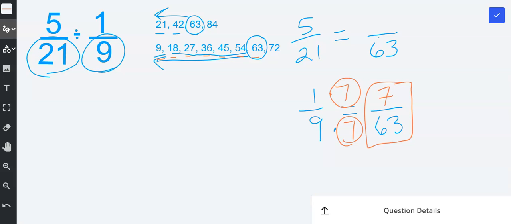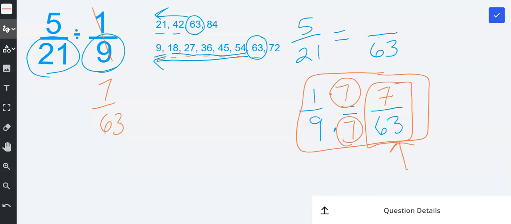Now I'm going to go over to the problem over here, and I'm going to replace 1/9 with 7/63, its equivalent fraction. So I'm finished with changing 1/9 so that it has a denominator of 63. Now I'm going to grab a different color, and I'm going to change 5/21 so that it has a denominator of 63. So first I'm going to think about, what do I multiply 21 by to get to 63? And if you're not sure, count it out. 1, 2, 3 21s gives us 63.